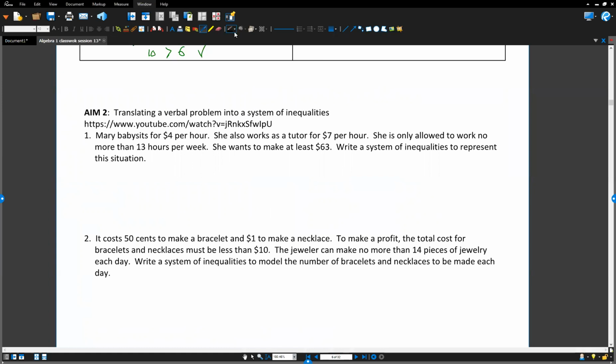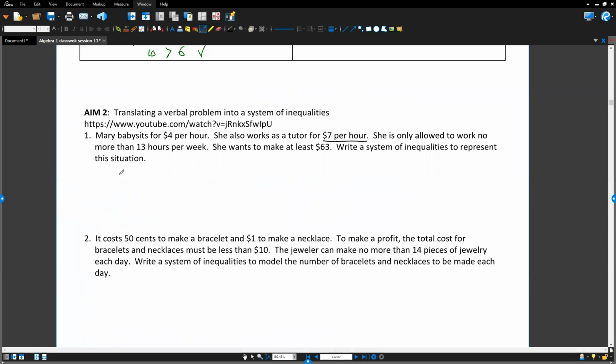Mary babysits for $4 per hour. If 2 hours, $8. 3 hours, 4 times 3, $12. But she also works as a tutor for $7 per hour. She's only allowed to work no more than 13 hours per week.